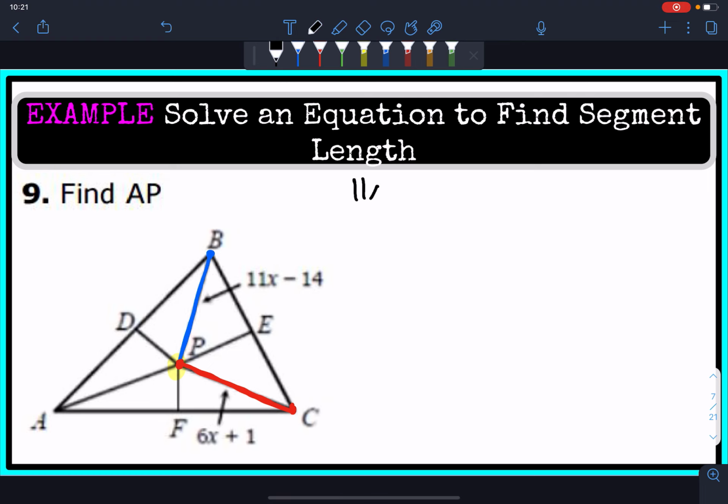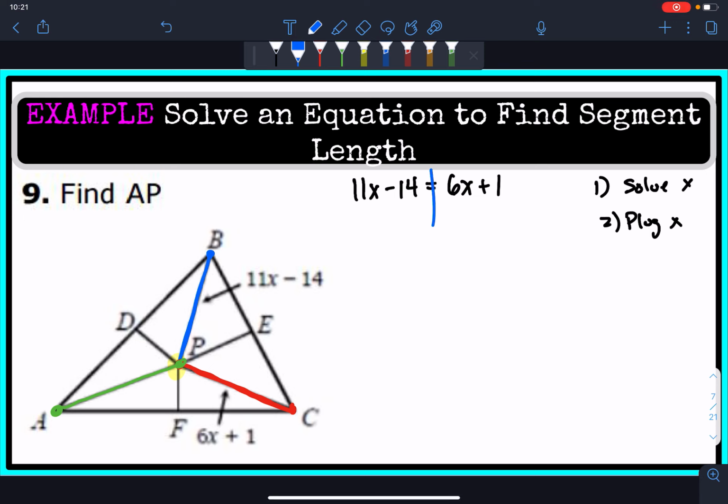So 11x minus 14 will equal 6x plus 1. And by plugging it into either the top one or the bottom one would be equivalent, because these two things are equal to each other. And the distance from the circumcenter to A is the same thing as the distance from P to B, the blue line, and the same as the distance from P to C, the red line. So I just simply have to do two things. I have to simply solve for x and then plug in the x.